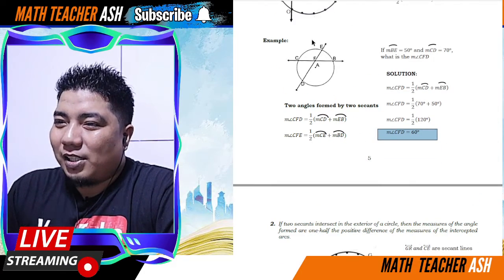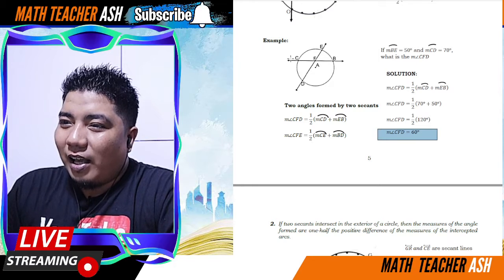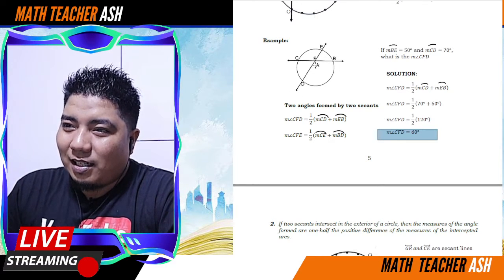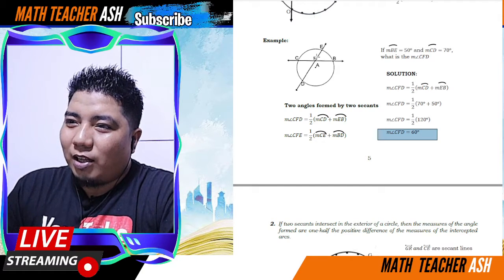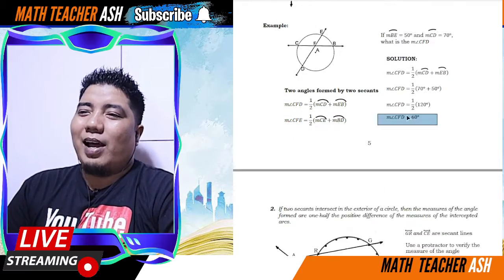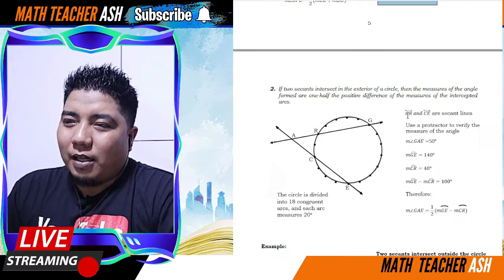Okay. So, of course, if this is 60 here, ito namang kabila niya dito, since this is a straight angle, so if this is 60 here, ito naman, automatically, that is 120, and this is 120. Alright. So, napakadali lang, my dear math learners.